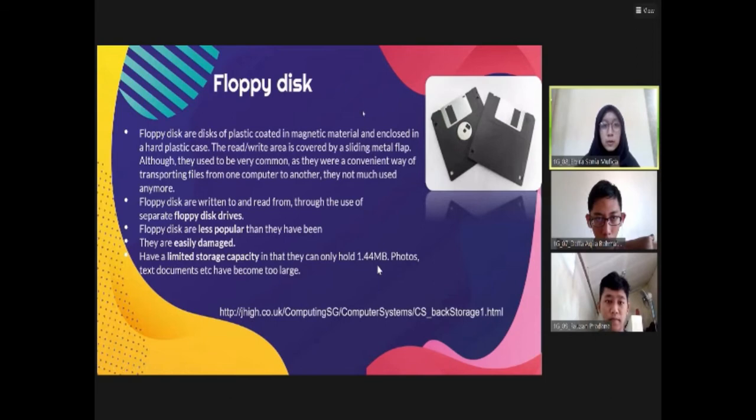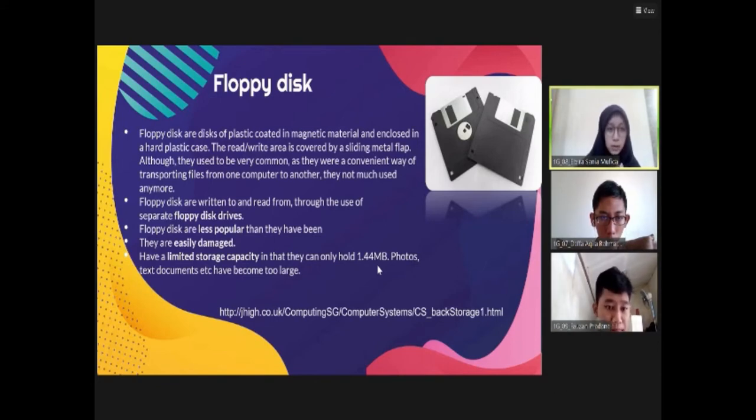Number 2. Floppy disks. Floppy disks are disks of plastic coated in magnet material and enclosed in a hard plastic case. The read or write area is covered by sliding metal flaps. Although they used to be very common, as they were a convenient way of transporting files from one computer to another, they are not much used anymore.